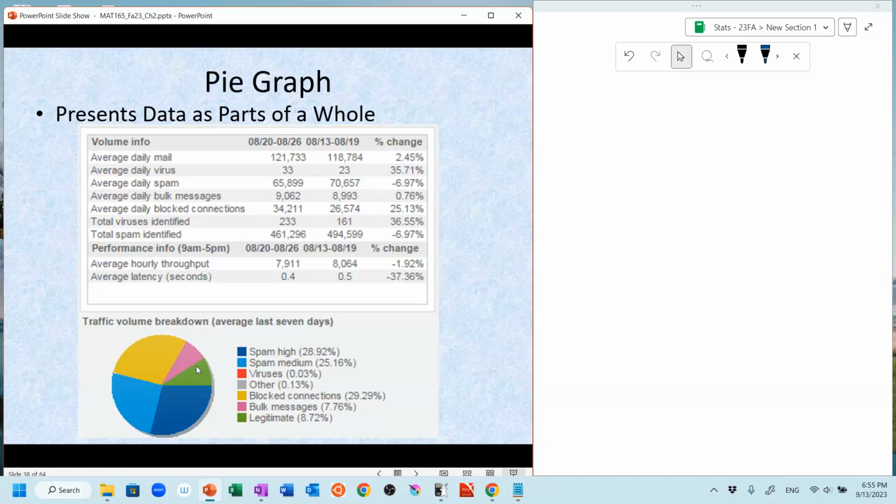And then I see my other 2, my legitimate, so these are the false positives, the things the spam filter said, hey, we think it's spam, and the person that was getting delivered to said, no, it's not spam, release it. Or bulk messages, those are about half of the remaining 25 or so percent. And we can tell that very quickly on a pie chart.